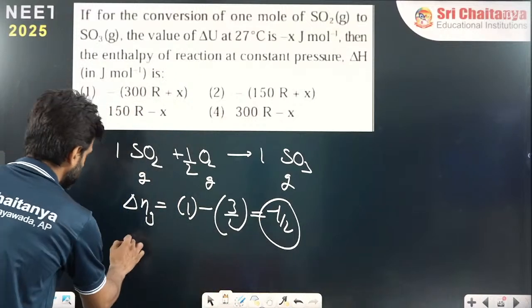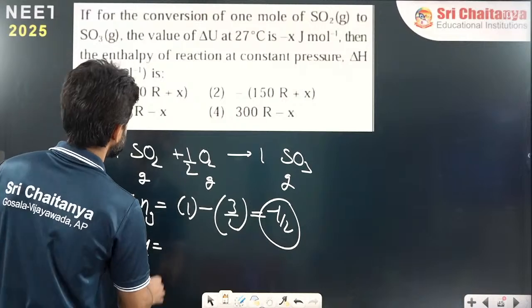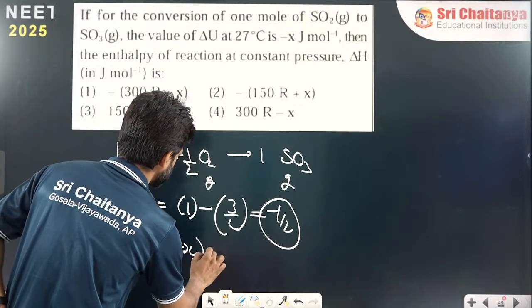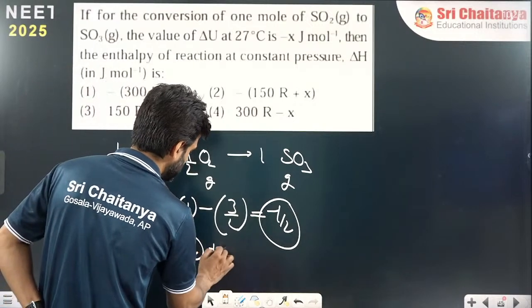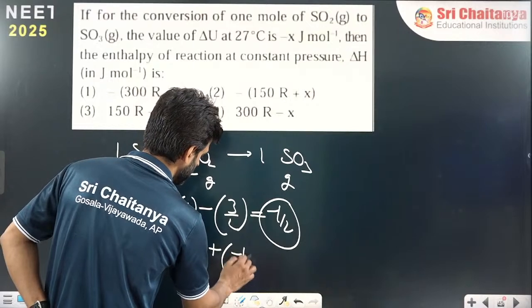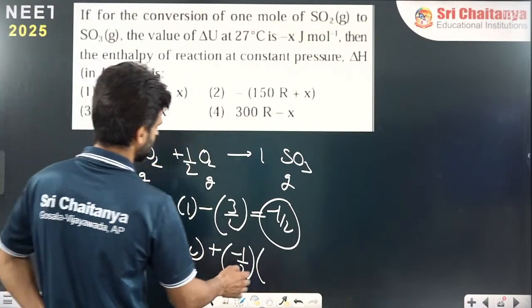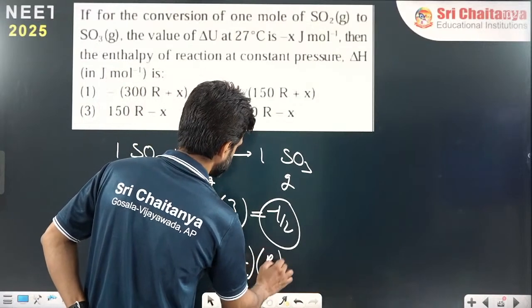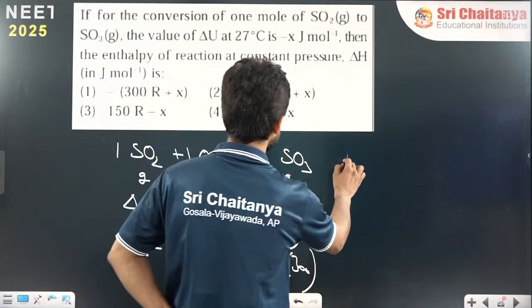Delta H we want to find. Delta U beta, delta U how much? Minus x. Okay, plus delta H is delta U plus delta Ng RT. Now, what is delta Ng value? Minus half RT. Are they giving some values or just R they are saying? And T, how much they are giving beta? 300, right? Fine. So if you solve, delta H coming how much from here?